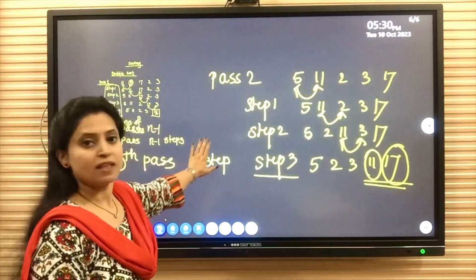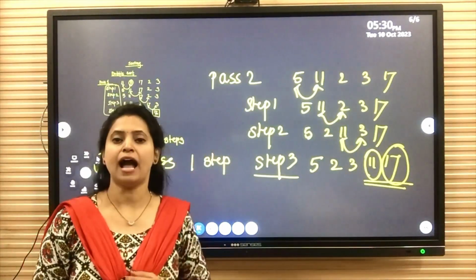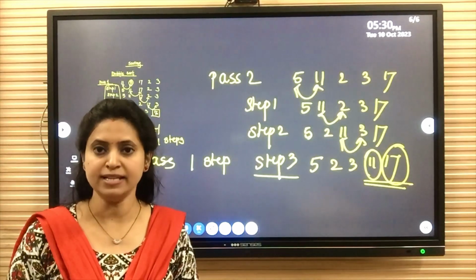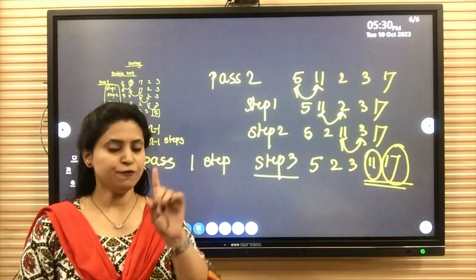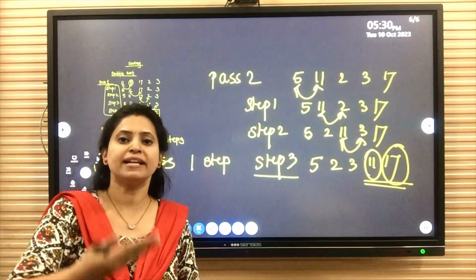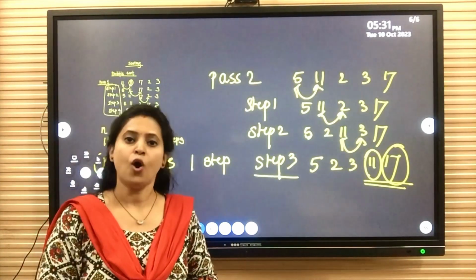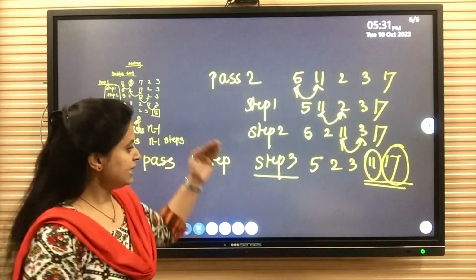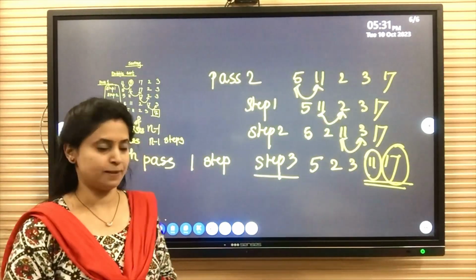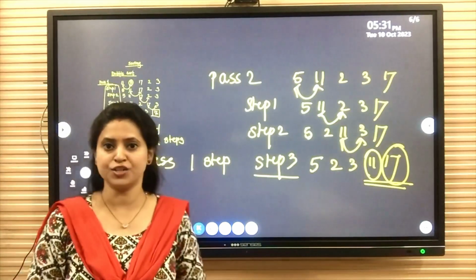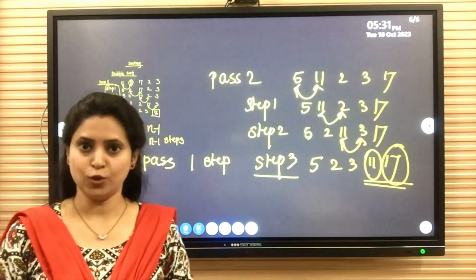In bubble sort, if we are having a total of n elements, then we are having n minus 1 passes. In the first pass we are having n minus 1 comparisons or n minus 1 steps. In the last pass we are having only a single comparison or single step. I hope you have understood this bubble sorting algorithm.